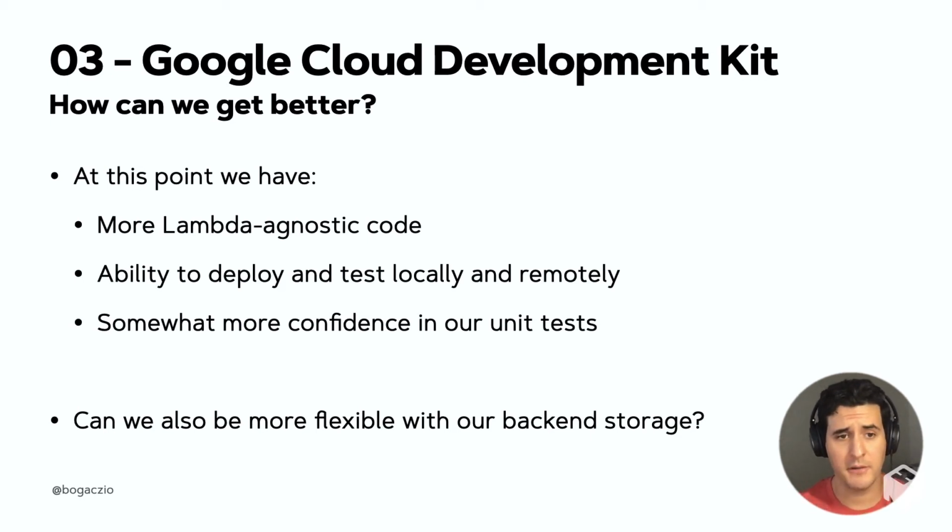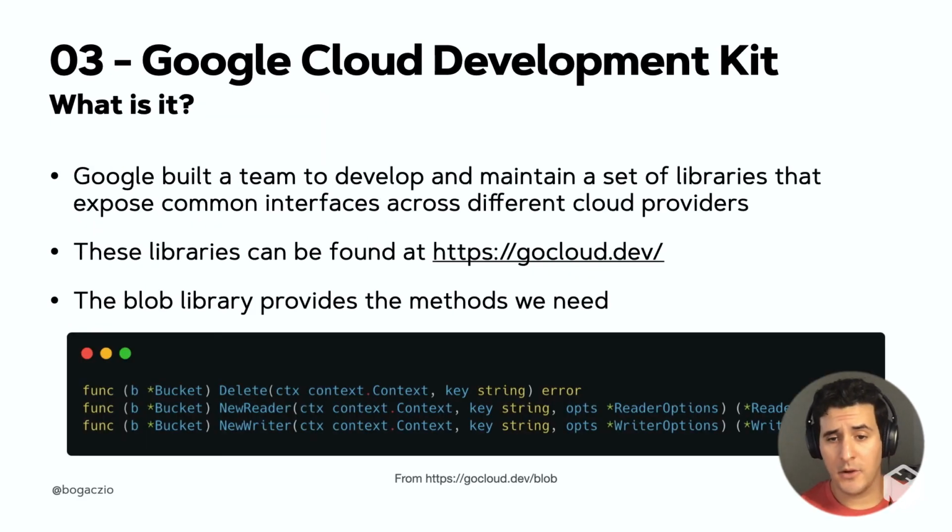Because like we said before, realistically, we just arbitrarily chose to use AWS Lambda as our compute platform, but there's no reason why we couldn't use Google Cloud Functions instead. And the answer to that is the Google Cloud Development Kit. Basically, the development kit is built and maintained by a specific team at Google, and it's a set of libraries that abstract away some of the commonalities between the different cloud providers' offerings.